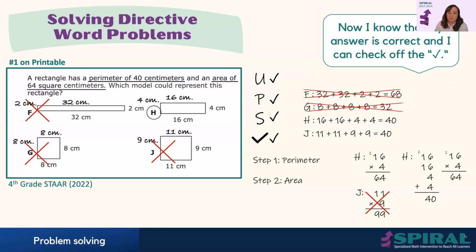Wow. Well, that was a whole lot of work for that directive word problem. But I hope it is a helpful way of seeing how you can still use UPS check to set up and solve these directive word problems with students.